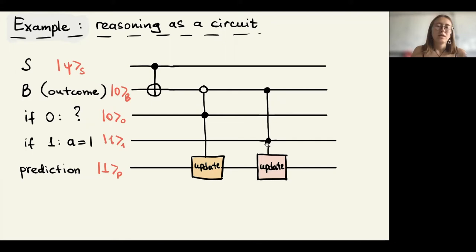So this is how this reasoning circuit works. We don't claim that this is a minimal or most effective solution. You're very welcome to propose your own. But this is just an example of how one can make this work.